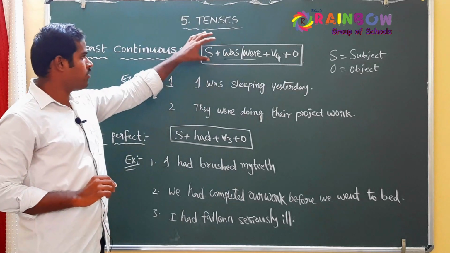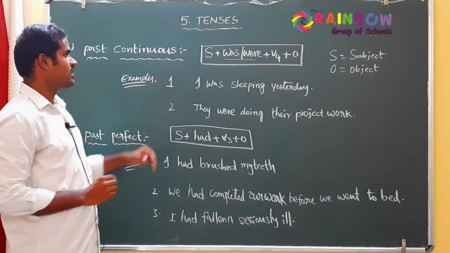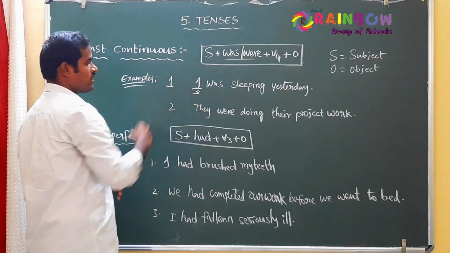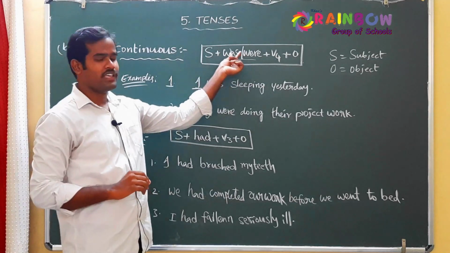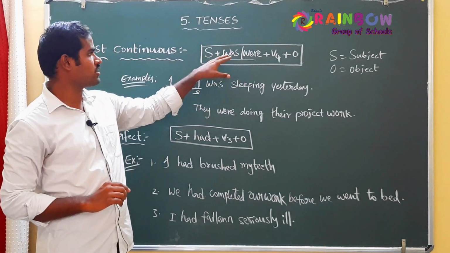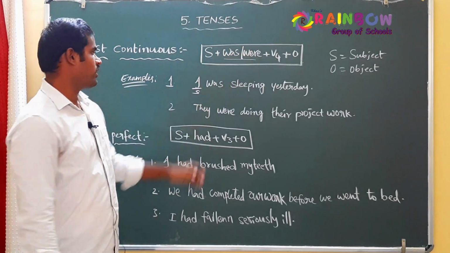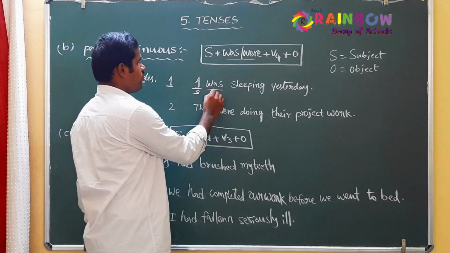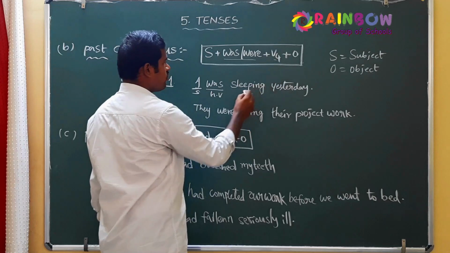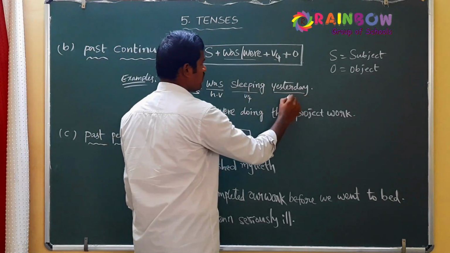Now with the help of this structure, I have written some examples. Let us compare this structure and the examples. See, here the subject is I, and I have taken was as my helping verb. Why? Because here the subject is singular. For singular subjects we have to choose was, and for plural subjects we have to choose were. So the subject is I, was is the helping verb, the past tense be form from the structure, and the next is V4. I have written sleeping, the ing form is V4, and this is the object.